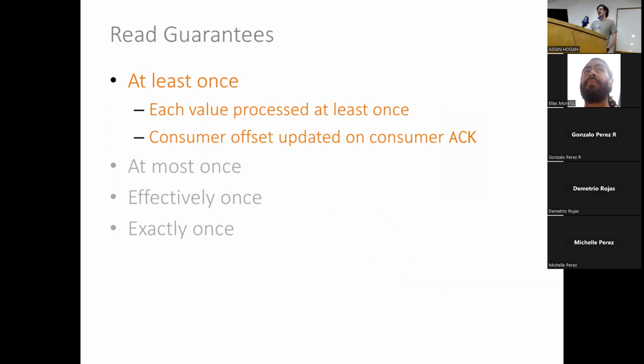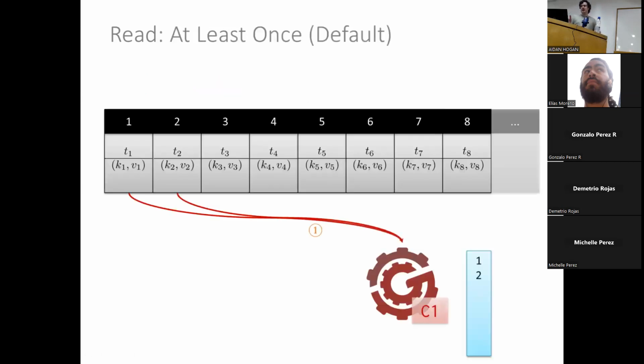Not exactly once, at least once. So essentially the idea is that we're going to update the consumer offset only when the consumer acknowledges that it has read the data that we have. So let's say we're reading through our data again. This consumer is very interested in this partition, reads a couple of messages, okay?